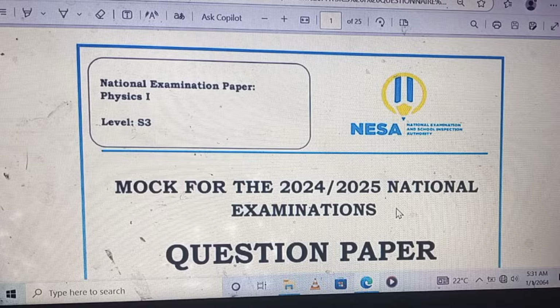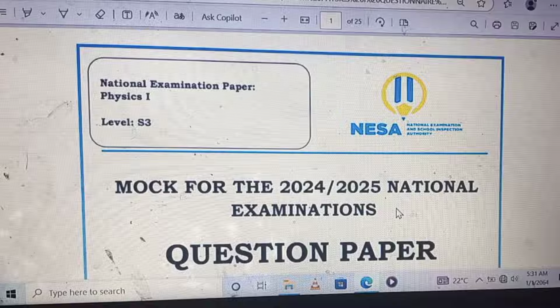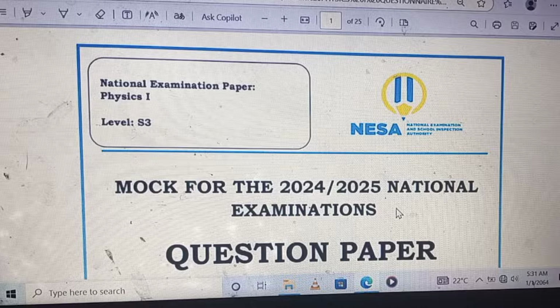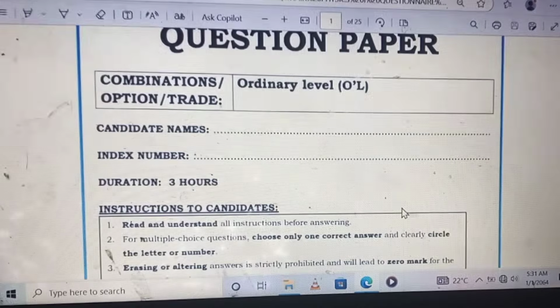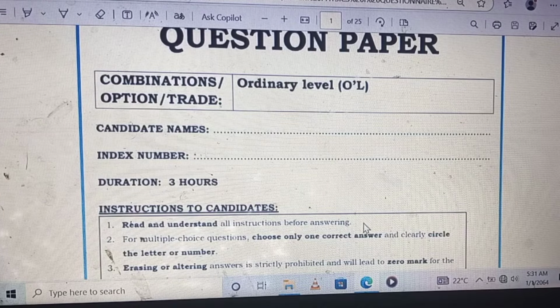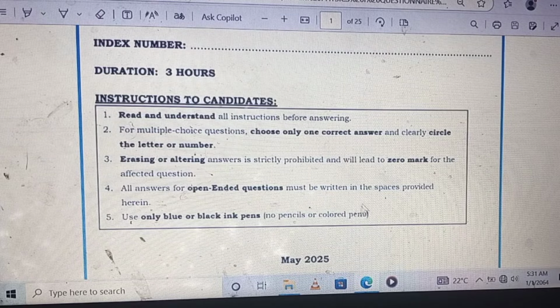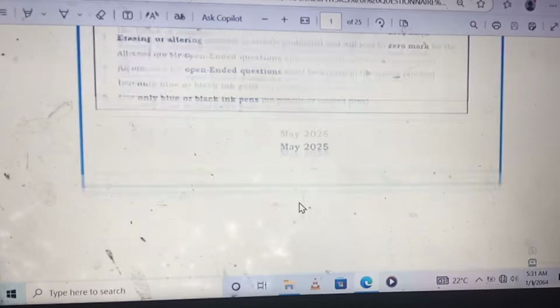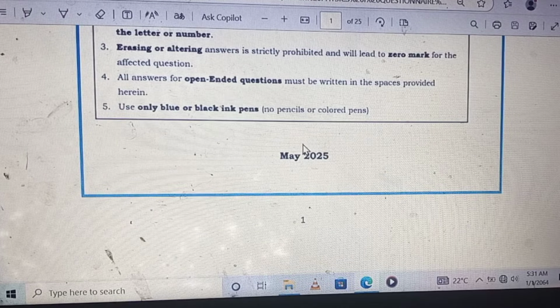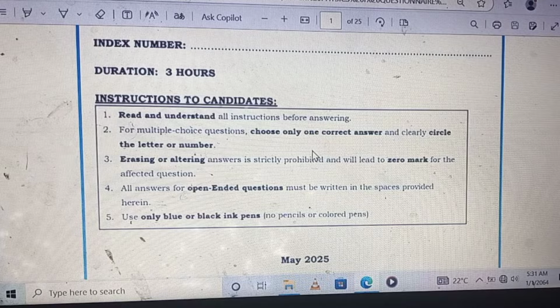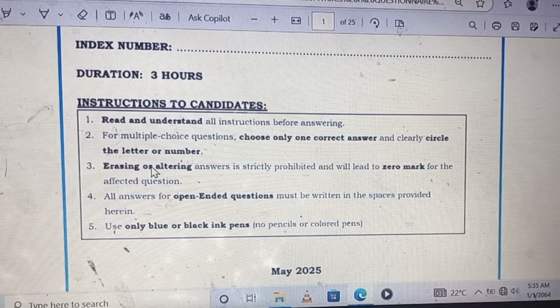Today we are going to revise the national paper of physics ordinary level for 2024-2025. This paper has different instructions from 1 to 5. The paper contains section A, section B, and section C. We are going to correct each question one by one first, and then I will give you the marking guide of all questions in the last minute. Let's start.